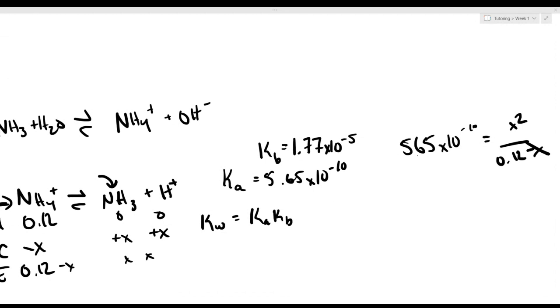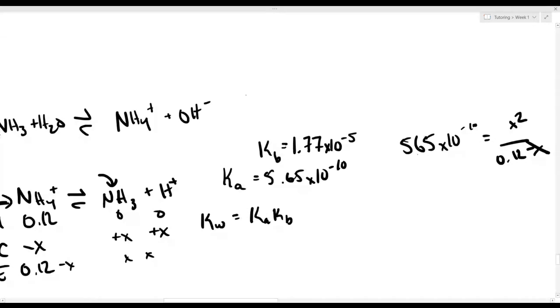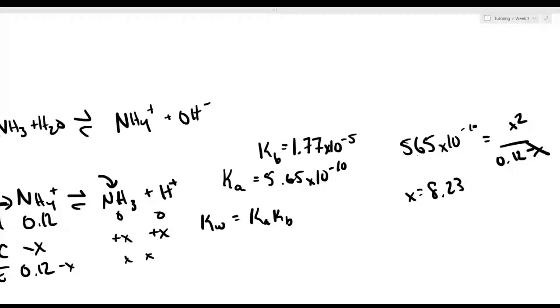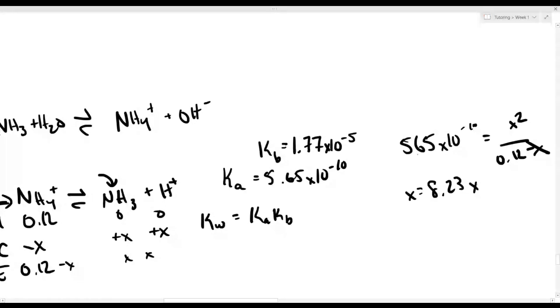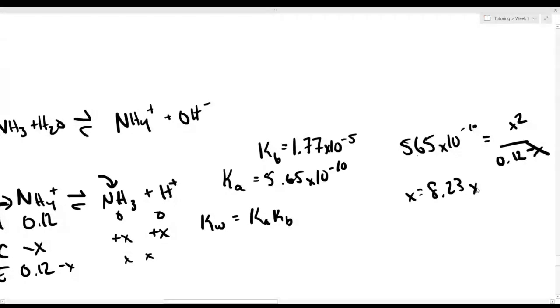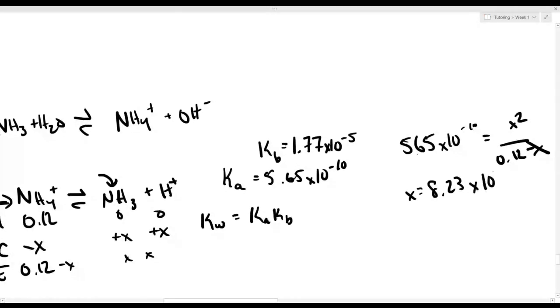So it's 5. I'm going to multiply by 0.12 and then take the square root of that number. Okay, and in the end, I get X equals 8.23 times 10 to the negative 6th. And I'm going to check that message in just 1 second.